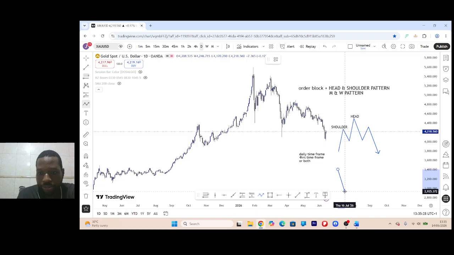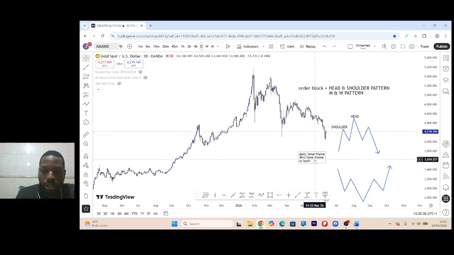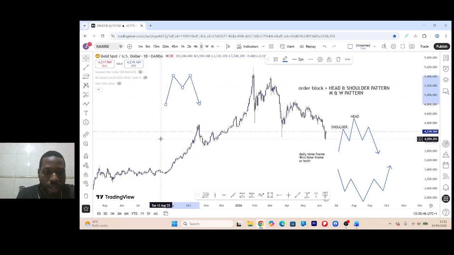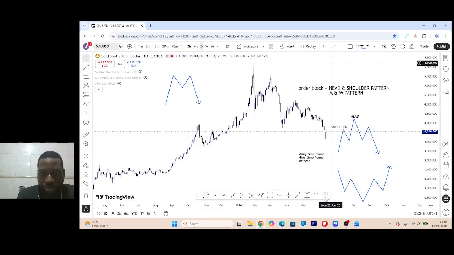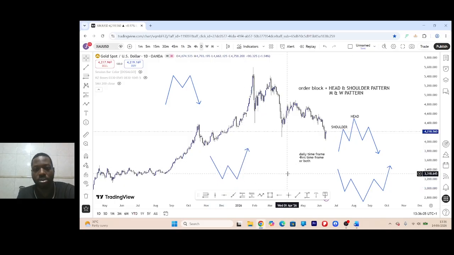So it's still the same thing. So this is it. Then also the M and W pattern. So this is the M pattern, and this is the W pattern. Okay, so this is it.